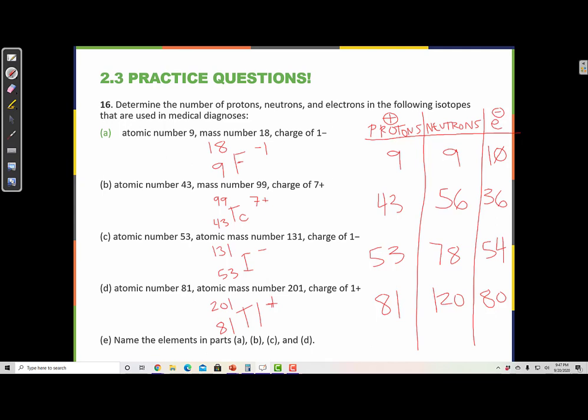So we already named the elements in A, B, C, and D there. This is fluorine, technetium, iodine, and thallium.